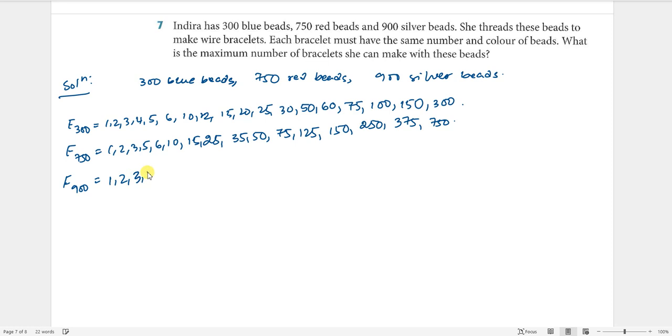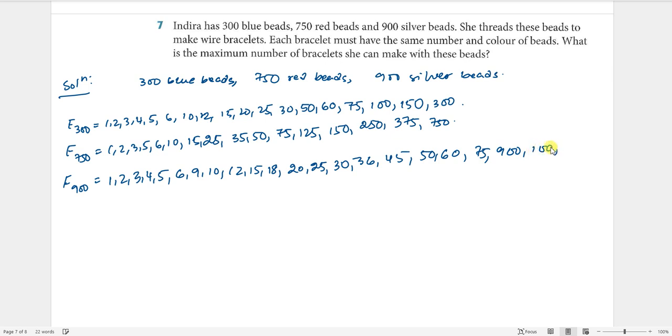Now find the factors of 900: 1, 2, 3, 4, 5, 6, 9, 10, 12, 15, 18, 20, 25, 30, 36, 45, 50, 60, 75, 90, 100, 150, 180, 225, 300, 450, and 900. That's a lot of factors.